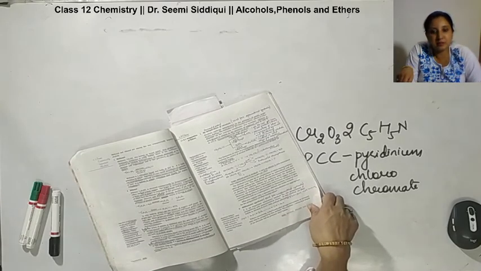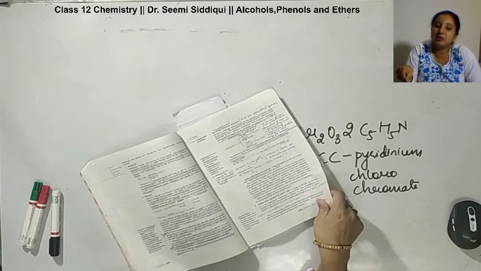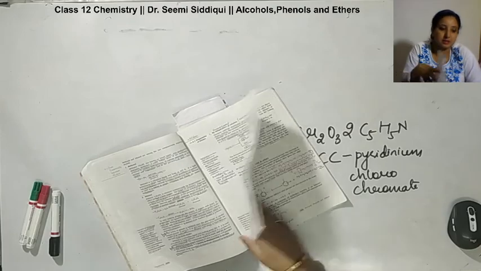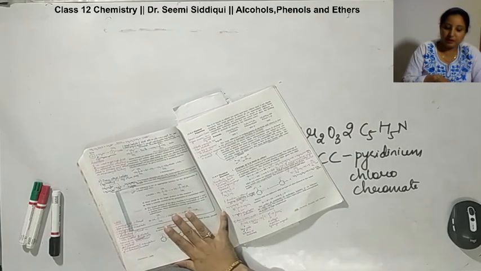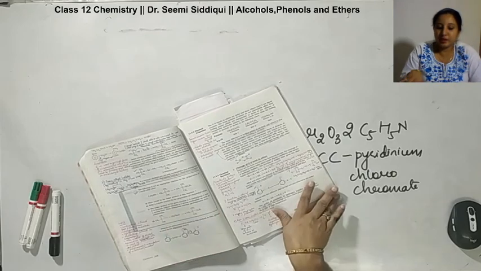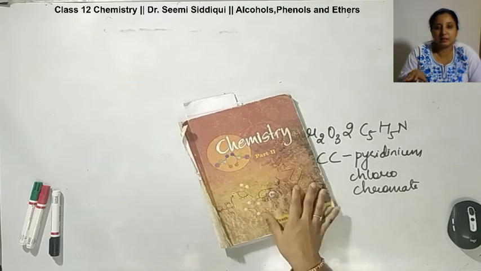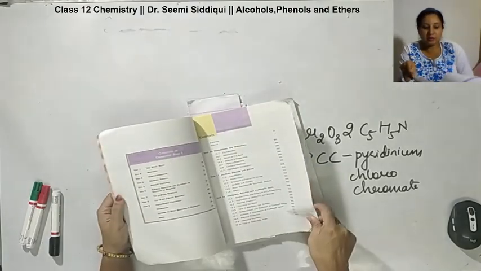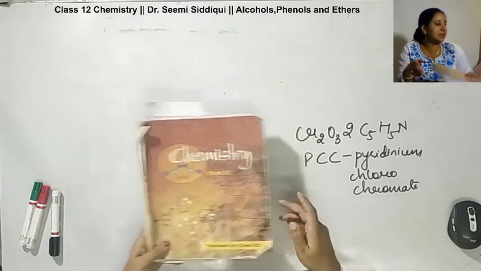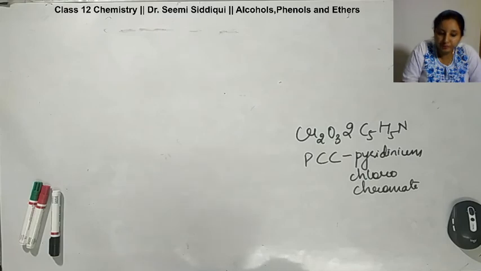Then we have the Williamson synthesis. अगर आपको unsymmetrical ether synthesize करना है, then you are going to do the Williamson synthesis. With this, we just finished our alcohols, phenols and ethers. Now, from the next class, we are going to start with the aldehydes, ketones and carboxylic acid. It is a very long unit.